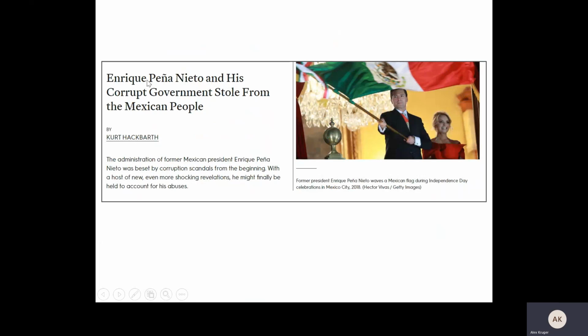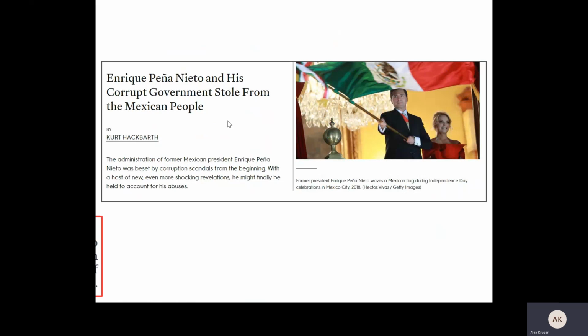This is, I think, a former Mexican president. This is just an article about how the Mexican government was corrupt. Still is in many ways, a lot of people say.